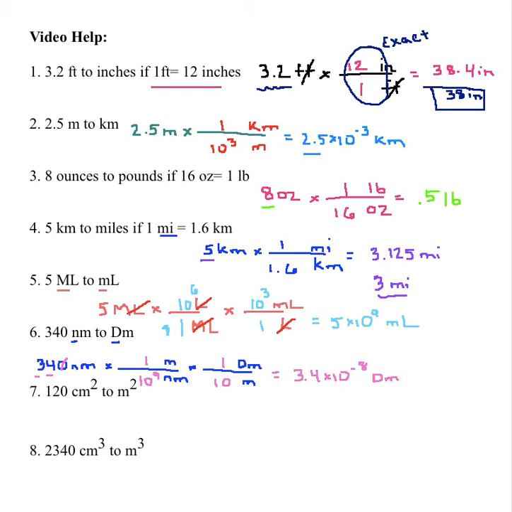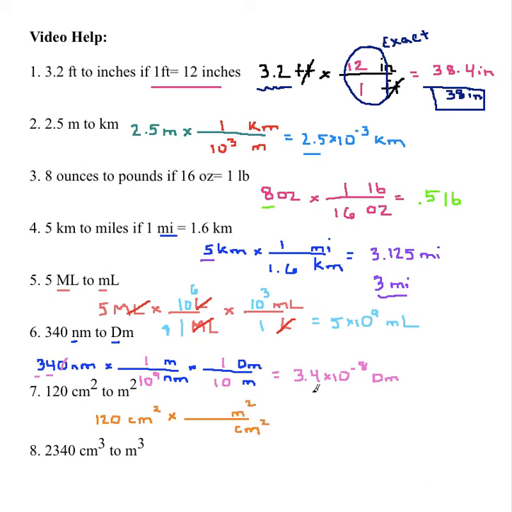Okay. For the next one, your given is 120 centimeters squared. Okay, so first I'm going to deal with units, and then I'll deal with relationships, so don't freak out until you need to. Here, since I'm in centimeters squared, I'm going to put centimeters squared on bottom. I'm going to put meters squared up top.